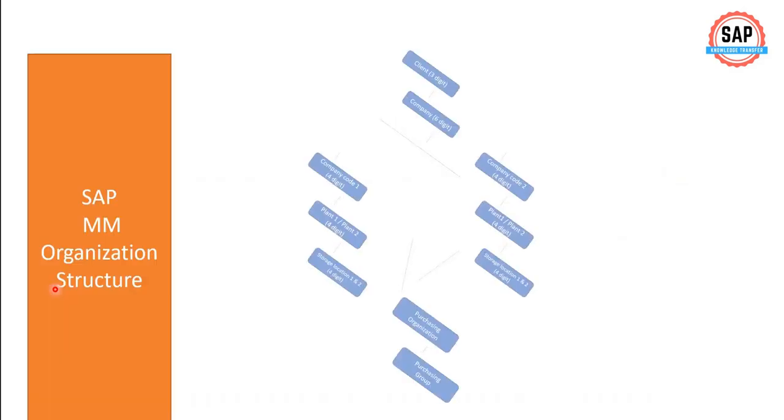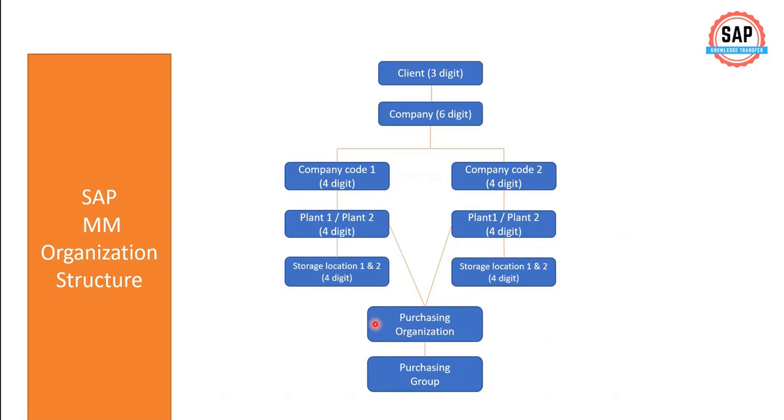Here I will give it as a flow chart. So this is a client. Client is a 3-digit numeric value in the SAP system. The company has a 6-digit key, and we can create this company. This and all will come in the FI module. The company code is always a 4-digit key, with numeric and alpha keys. The plant is a 4-digit key, and the storage location is also 4-digit.